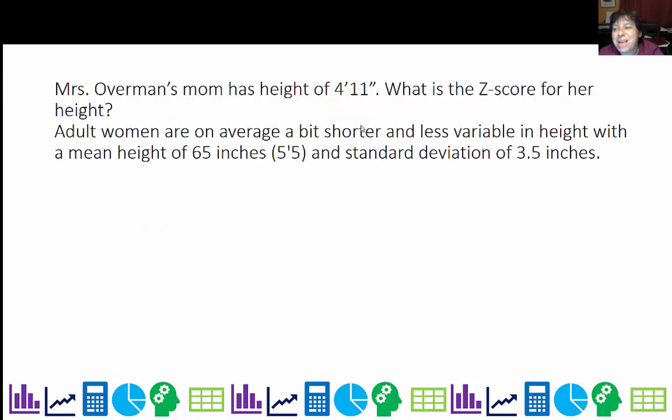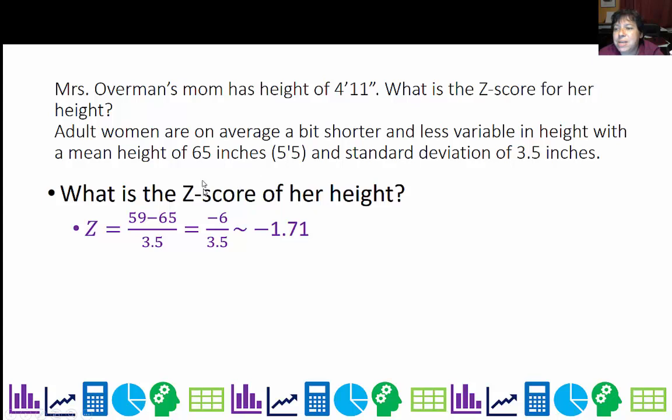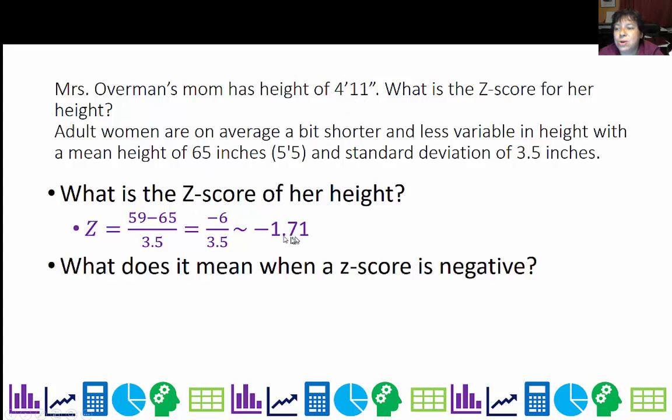All right, my mom has a height of 4 foot 11 inches. What is the Z-score for her height? And we're going to use that data we had from before, which actually I did find on a website. So we know that the average height for women is 65 inches or 5'5", and standard deviation of 3.5 inches. So I'm going to take 59 inches, which is her height. 5 times 12 is 60. She's 1 short of 60, 59 inches. So my mother's Z-score is negative 1.71 because you have negative 6 divided by 3.5.